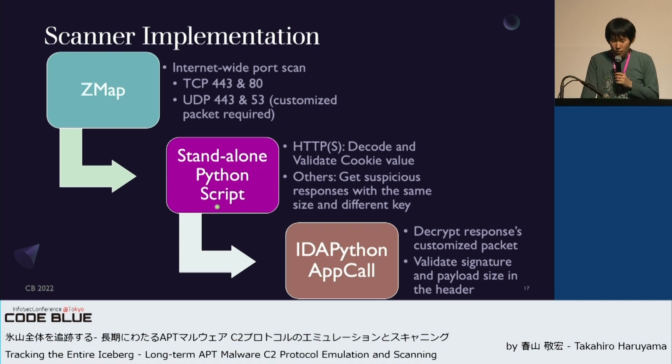In other protocols, the script sends a fixed customized packet, then gets suspicious responses with the same size and different key for excluding honeypots. After that, the IDAPython app call script decrypts the response's customized packet and validates the values in the header.